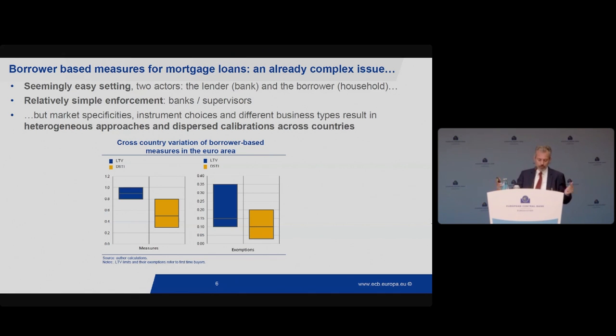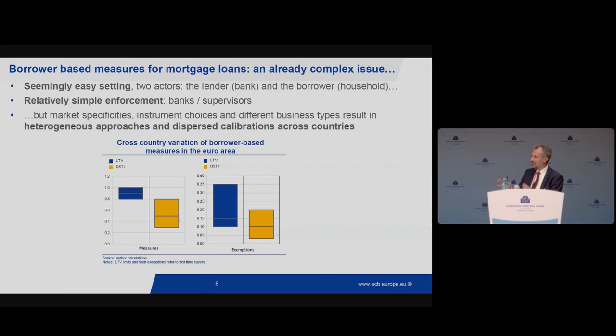There are multiple choices of instruments. There are different business types. Think about first-time buyers versus the buy-to-let. And these essentially result in already heterogeneous approaches to the setting of borrower-based measures. And here we have an example of the dispersion in the euro area. This focuses just on policies for first-time buyers. And we see the LTV ranges from 80% to 100%, and we know today who is the 100%. And then the DSTI ranges from 30% to 80%.